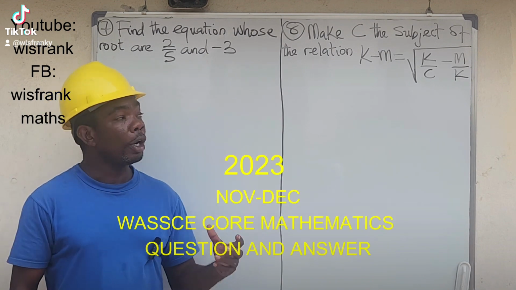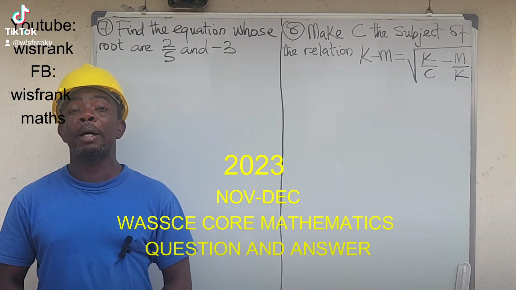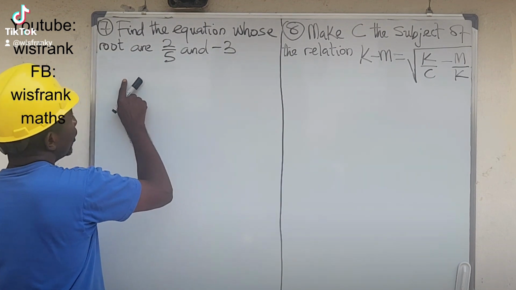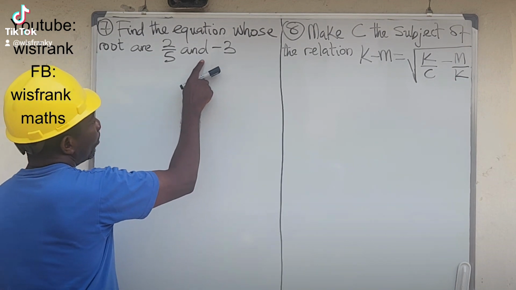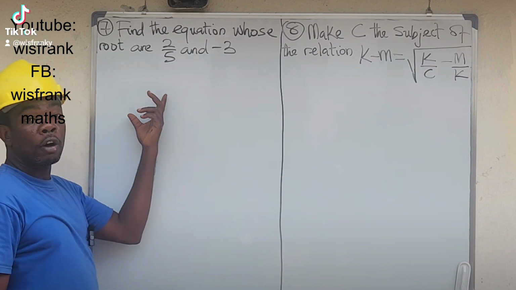Today we are looking at question number 7 and number 8 from 2023 November-December WASSCE General Mathematics. Number 7 says, find the equation whose roots are 2 over 5 and minus 3. So we are going to find a quadratic equation of this root.